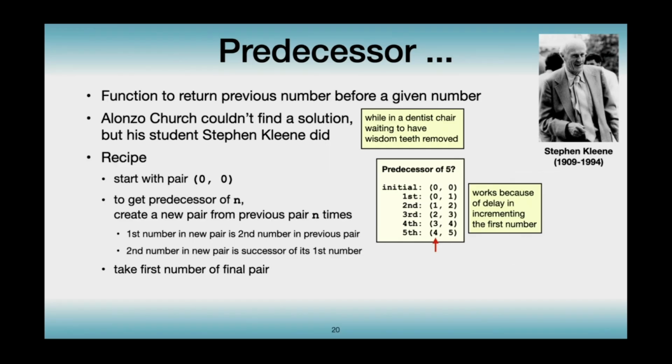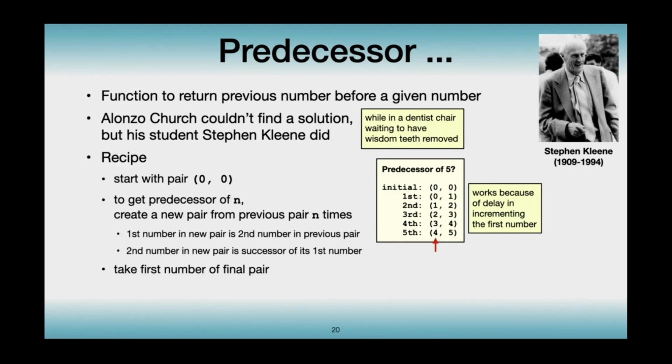In fact, Alonzo Church could not figure this out. But one of his students figured it out for him while he was in a dentist chair waiting to have some wisdom teeth removed. At least that's the way the story goes. So what he came up with is, what if we have a pair of numbers? Let's start with the pair 0, 0. And we'll say, we need a way to get the next pair. And so the way I'll get the next pair is I'll take the second number in the previous pair, which is 0, and I'll make that be the first number in my new pair. And then the second number in the new pair will be the successor of that one. And I'll just keep doing this a certain number of times.